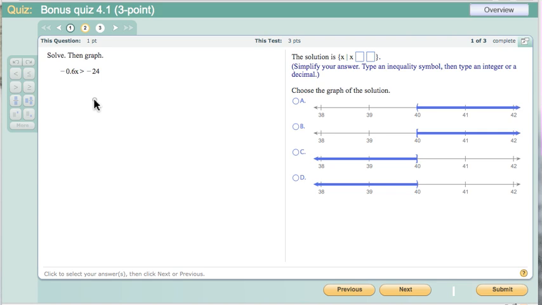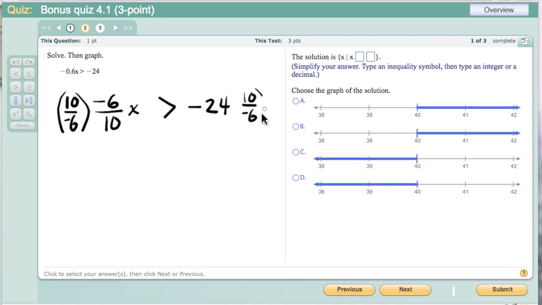Negative 6/10. Negative 6/10 times x is greater than negative 24. And so the multiplication principle says that you can multiply both sides by the same thing and not change the inequality. And so you have an unknown that's being multiplied by a fraction, and the idea there is you multiply by the reciprocal, both sides. Now, when you multiply both sides here by 10 over negative 6, you're multiplying by a negative number. And so there's an extra step involved.